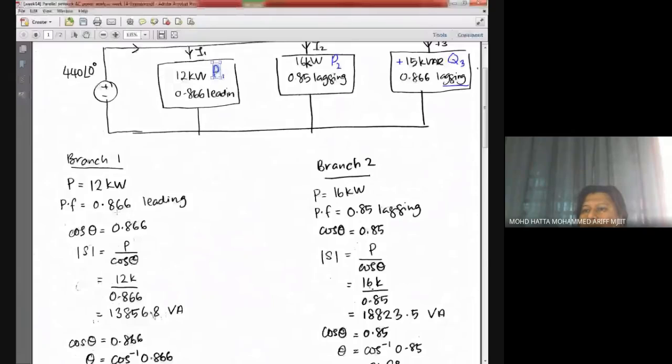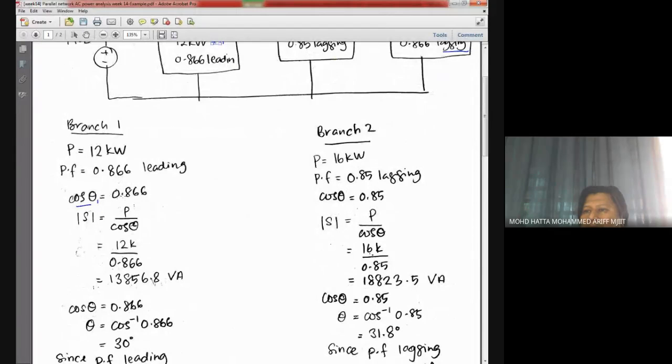We have 12 kilowatt as our P1, leading. And we know that power factor is given by cos theta. But here for the first branch, the theta should be theta 1. And cos theta is 0.866. P divided by cos theta will give us the apparent power. Our apparent power can be easily calculated by taking this value P given in the question and the cos theta value, 0.866. And we will have the value of our apparent power.